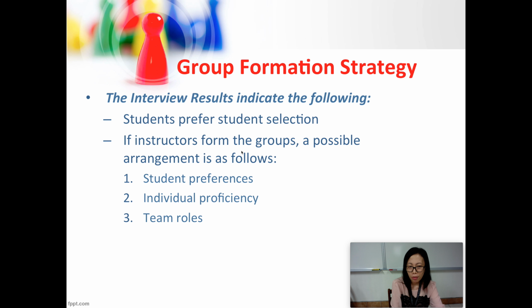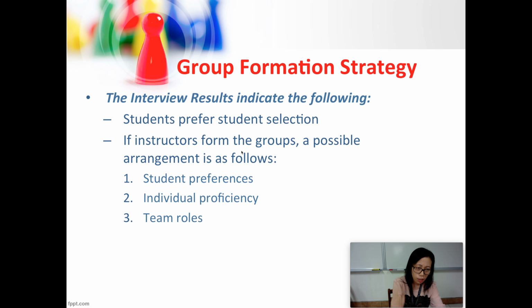Now, based on interview results, we asked the students about group formation strategies. We realized later on that more than half of the students we interviewed were from the lower years, and those in the lower years were not given long-term student projects, so they do not know yet whether student selection is still a better strategy, even if it's a long-term student project. However, we still asked the students to rank parameters.